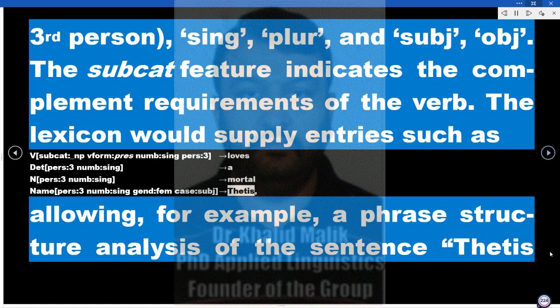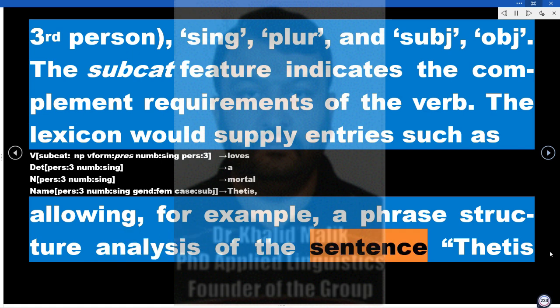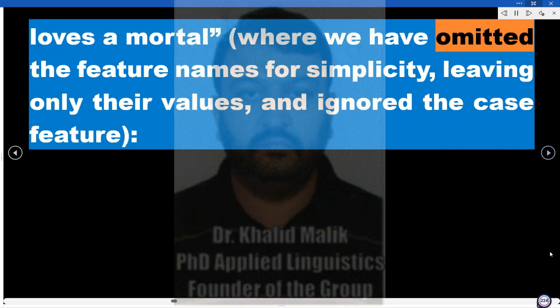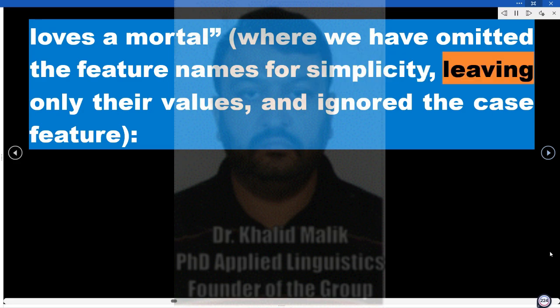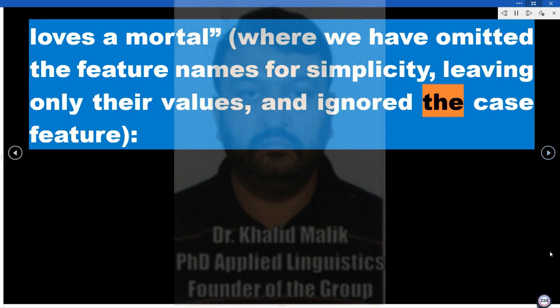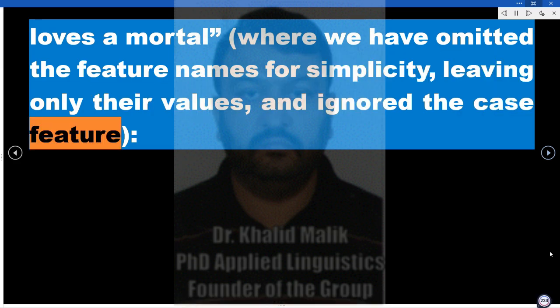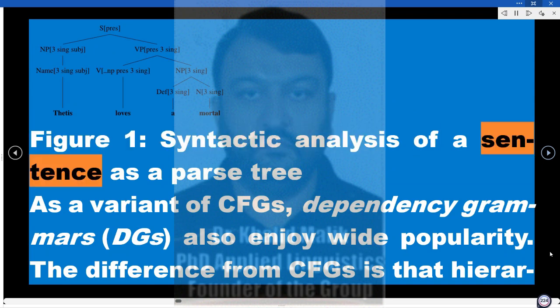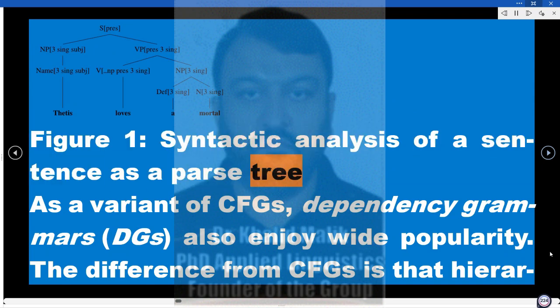The T's. Allowing, for example, a phrase structure analysis of the sentence "the T's loves a mortal," where we have omitted the feature names for simplicity, leaving only their values, and ignored the case feature. Figure 1, syntactic analysis of a sentence as a parse tree.